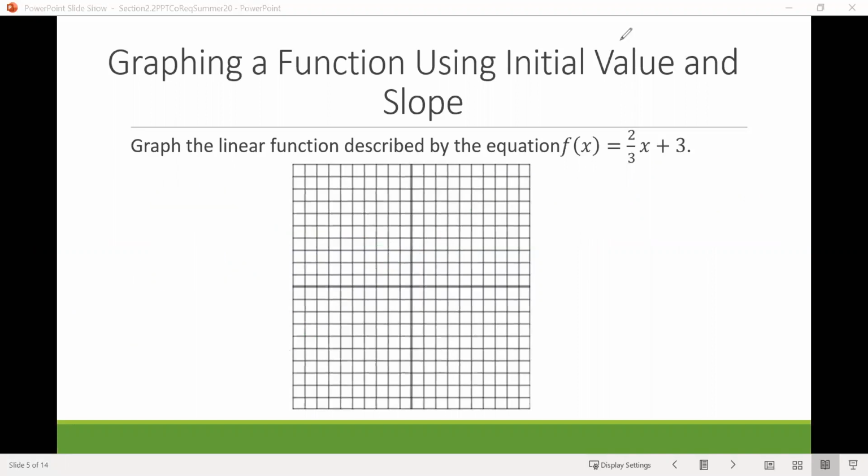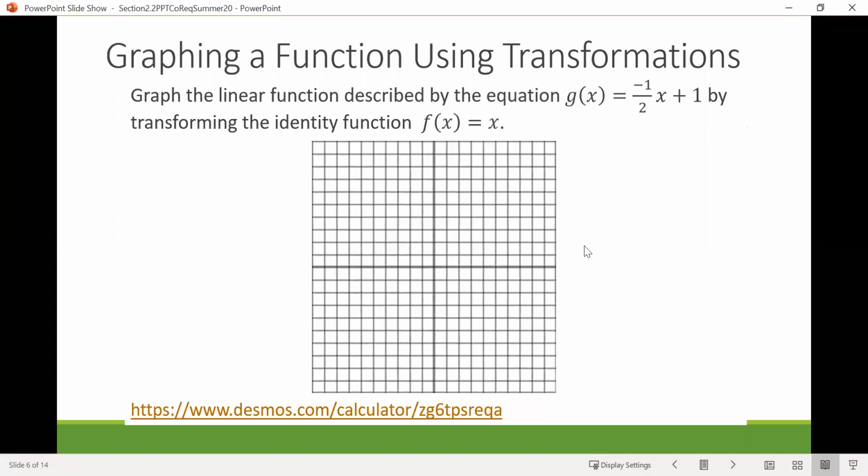Okay, last one now, which is a little more involved, and like I said, probably the least common, or least used way we will graph the equations of lines, is by doing transformations of the identity function f of x equals x. Okay, and we're going to graph this function. I'm going to write it off to the side here so I don't forget it. So g of x equals -1/2 x plus 1.